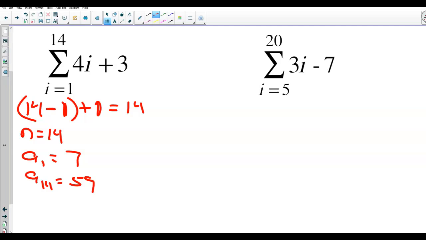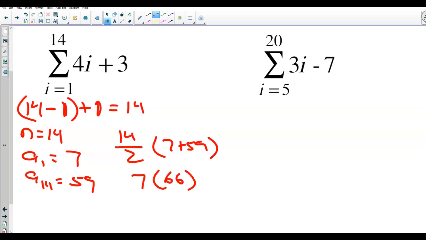And now we're just plugging into the formula. Okay? So we get 14 over 2 times (7 plus 59). 14 over 2 is 7. 7 and 59 is 66. So our sum is going to be 66 times 7. So that sum is 462.